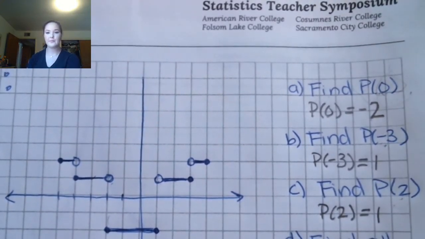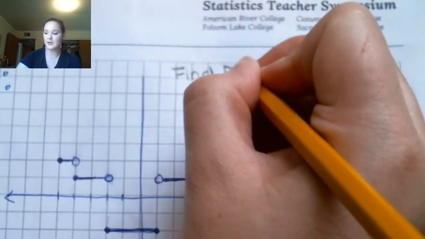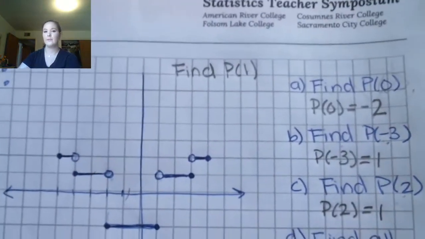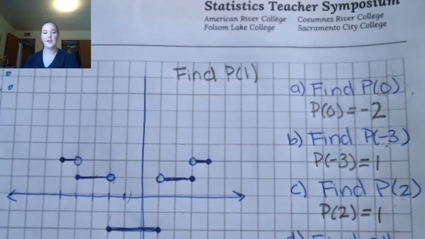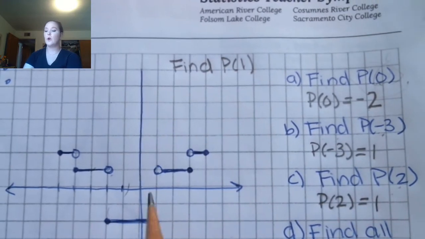Okay, all right. I actually want to do one more example like this, and we're going to do it together. So we're going to find p of 1. Okay, sorry, I bumped my camera. All right, so if we want to find p of 1, we're going to go to 1.